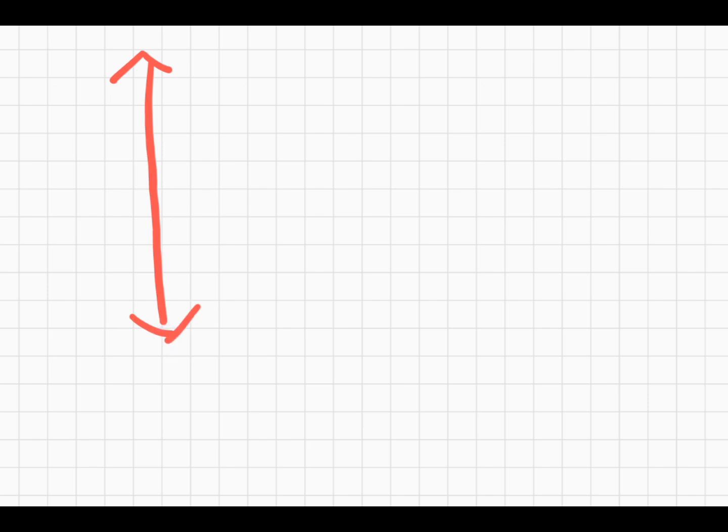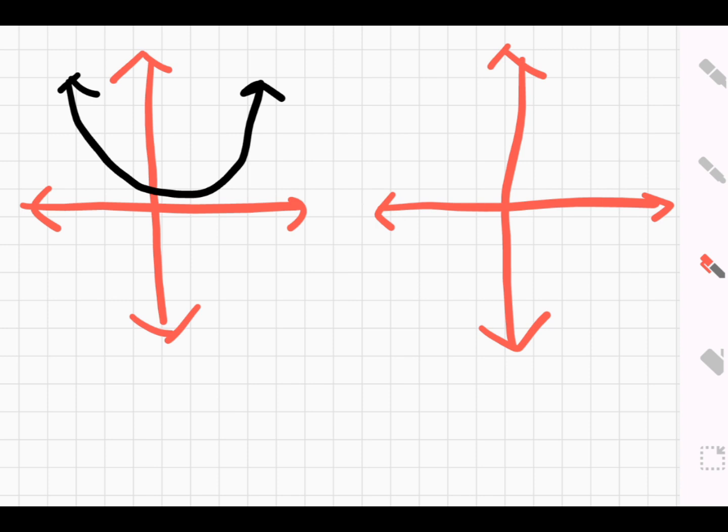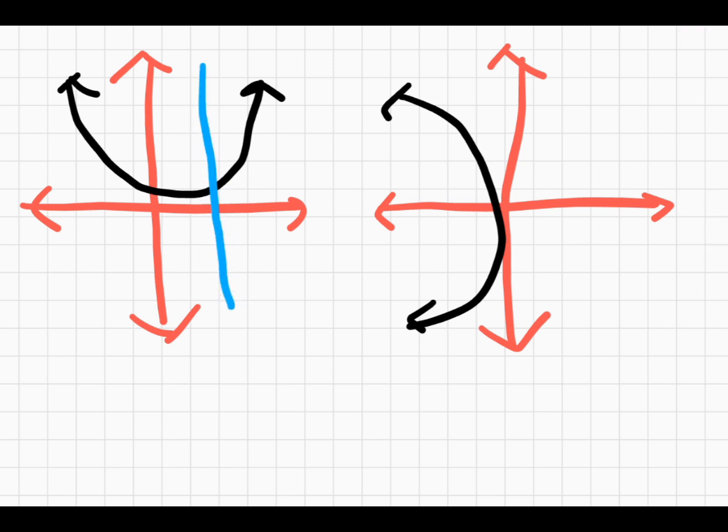How can we determine if a graph is a function or not? To consider these two graphs we have here, let's determine which is a function and which is not by using the vertical line test. We have our vertical line over here, and as you can see, the line touches the graph exactly once. So we can conclude that this graph is a function.